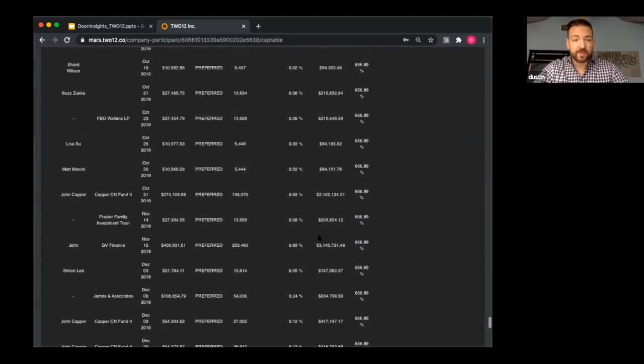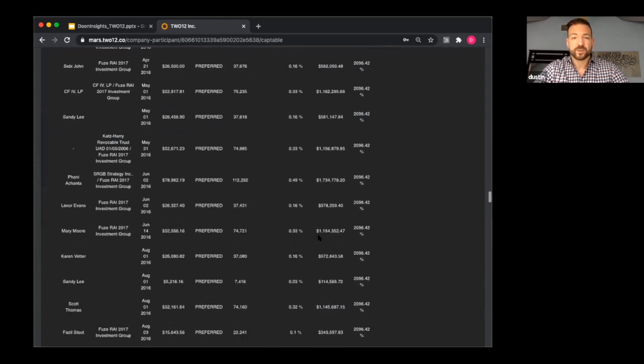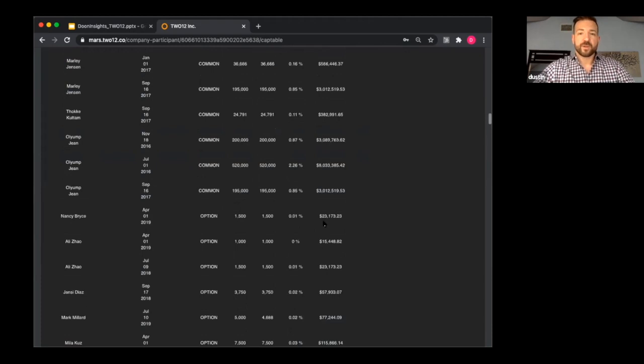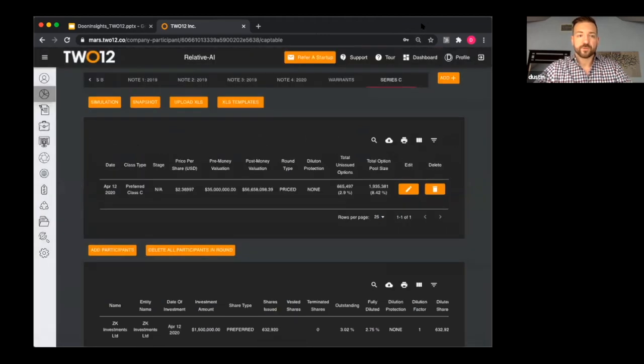Quite a few entries in this cap table. Imagine having a lawyer generate this for you. It's going to get quite expensive in a hurry. So there's a lot of cost saving benefit to the platform. And then we can save these simulations, we can edit them, we can share them. Lots of interesting things we can do. And I'm going to get out of here and show you some other quick features. Lots of reporting capabilities.